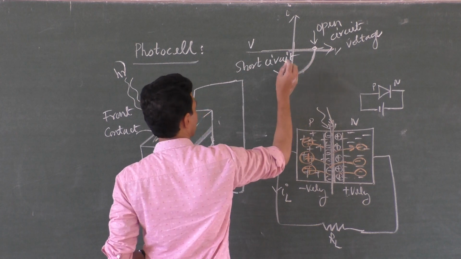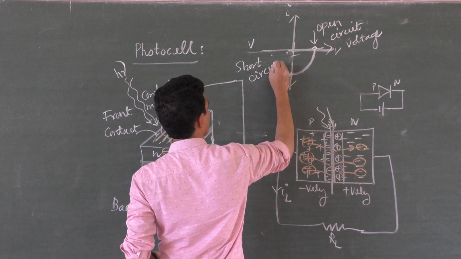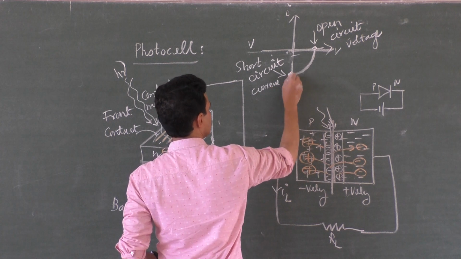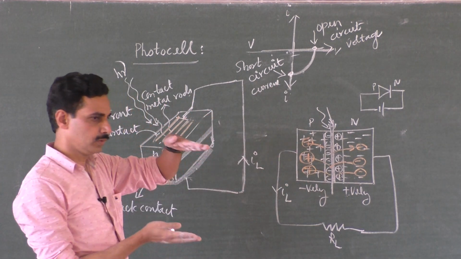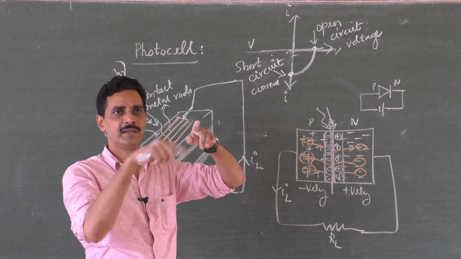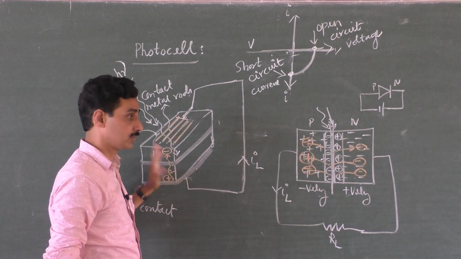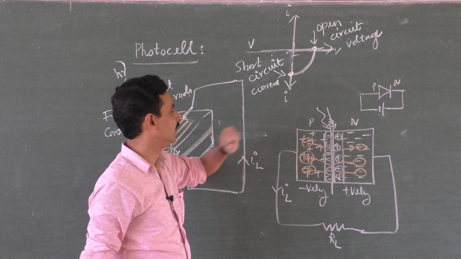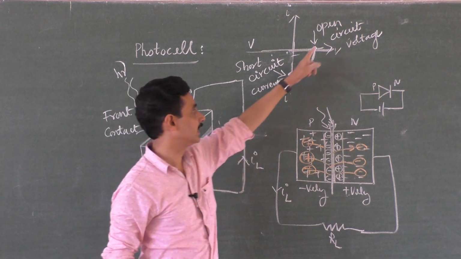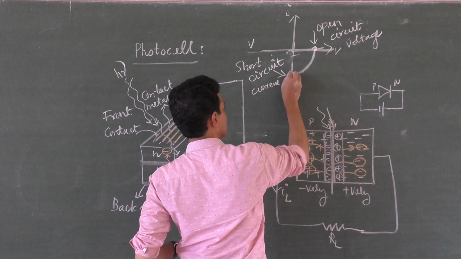This is the highest current, short circuit current. When the two ends, front end and back end, of the solar cell are connected by a wire, the highest current flowing through the wire or through the cell is the short circuit current. And when it is open and you measure the EMF, that is open circuit voltage. This is open circuit voltage, this is short circuit current.